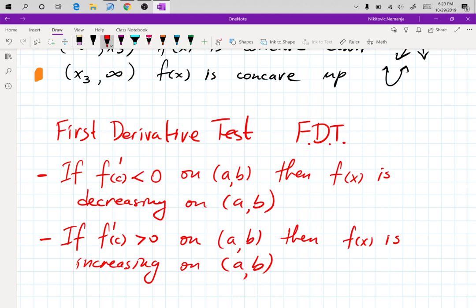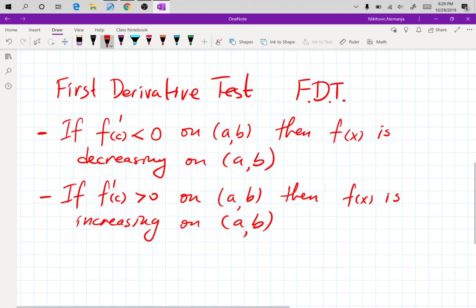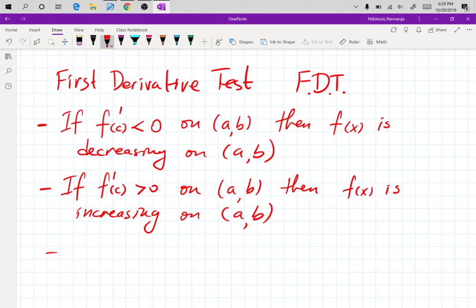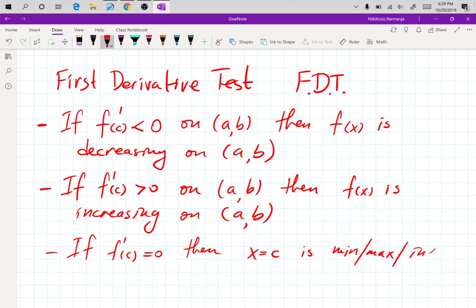If f prime of c equals 0, then you have a critical point, or an inflection point. We'll define that soon. So if f prime of c equals 0, then x equals c is a min, max, or inflection, and we're going to deal with that. Cool. So this is the first derivative test, and yes, you get to put this on a cloud.